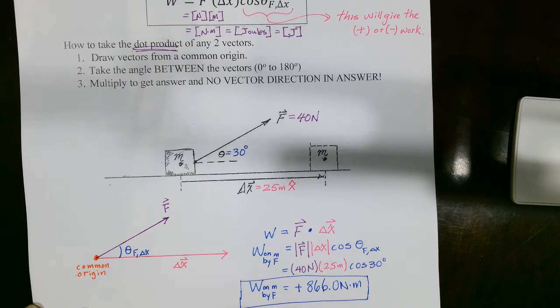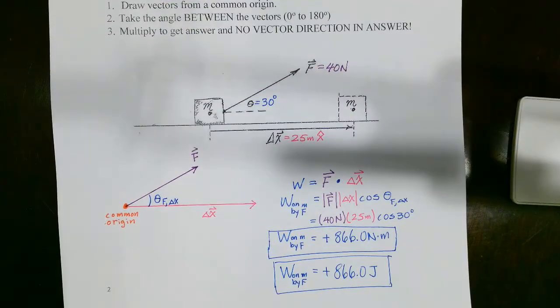And you could also say work on m by F is equal to positive 866.0 joules. Same thing. Okay, they're exact same things. So it's easy to find work done by one force, right?